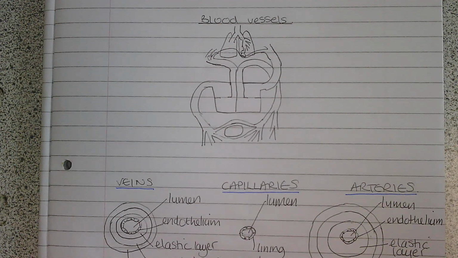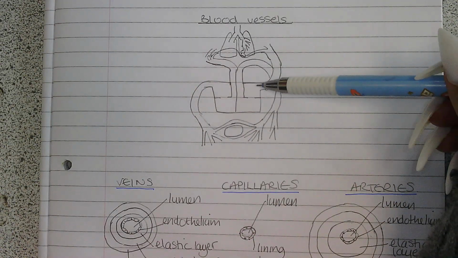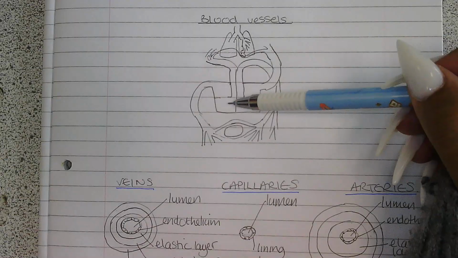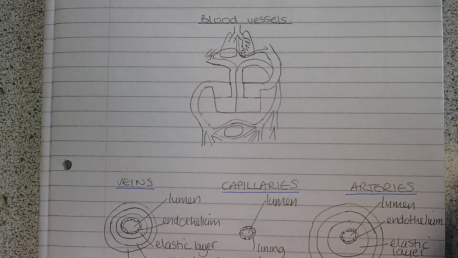Let's learn about the blood vessels and their function. Blood vessels transport blood from the lungs to the heart, from the heart to the respiring cells, from the respiring cells back to the heart, back to the lungs, and so on. The circulatory system is a closed system.